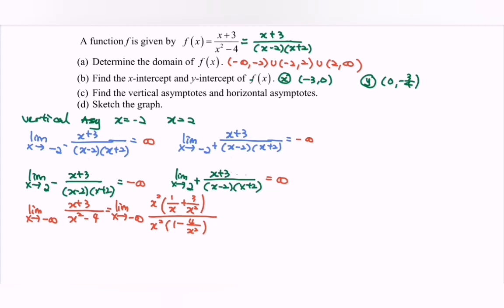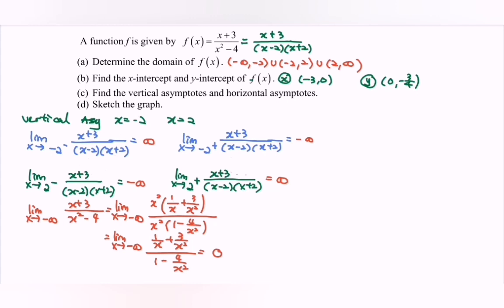So if we substitute infinity, we will have the limit when x approaches negative infinity of (1 over x plus 3 over x squared) over (1 minus 4 over x squared). If we substitute infinity, 1 over infinity, we will have 0. 3 over infinity, we will have 0. Negative 4 over infinity, we will have 0 as well. So we will have 0. When x approaches negative infinity, the value of y will approach 0.